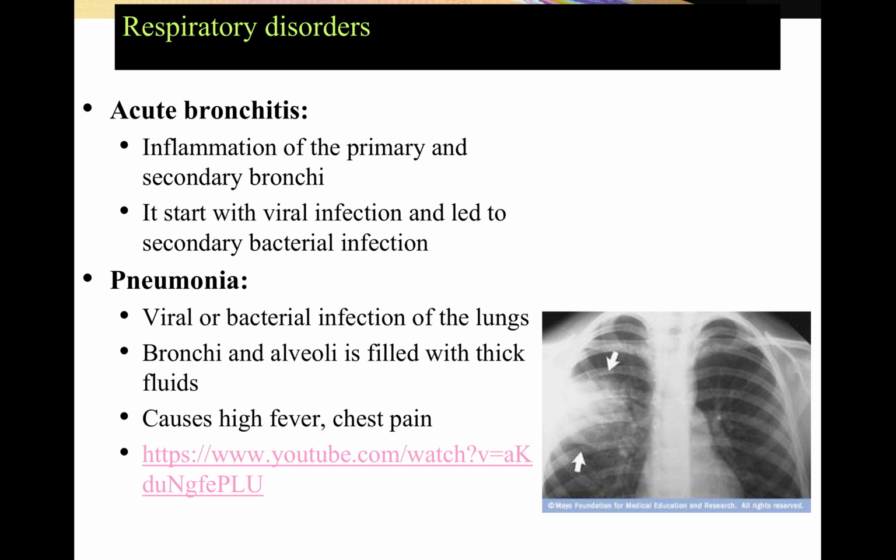pneumonia. So pneumonia is either a viral or bacterial infection that affects the lungs, more specifically your alveoli, where your gas exchange takes place. It fills it with very thick fluid, so it significantly affects the external respiration, and again, makes it very difficult to breathe and exchange gases between your blood and your lungs. There are symptoms including high fever and chest pain, which are typical signs of pneumonia as a result of the infection.